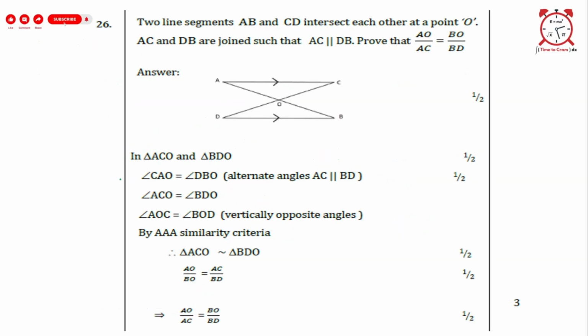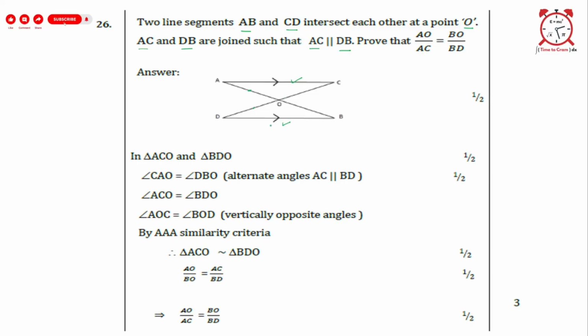Question number 26. Two line segments AB and CD intersect each other at point O. AC and DB are joined such that AC is parallel to DB. Prove that AO upon AC, which means AO is this part and AC is this, AO upon AC is equal to BO upon BD.